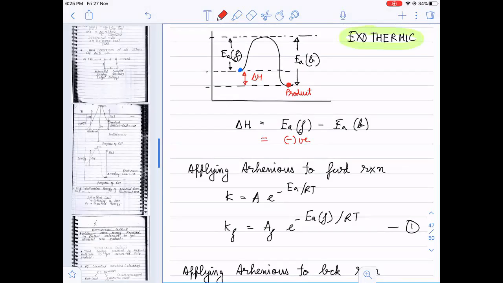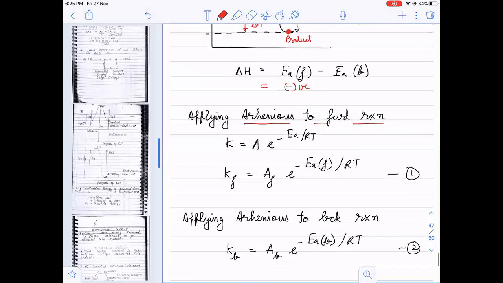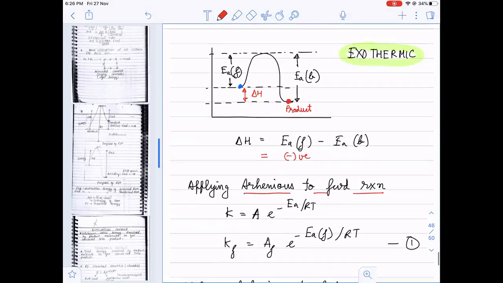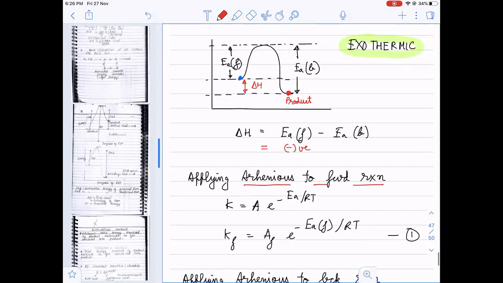Now, what we are doing is, after seeing this, we are applying the Arrhenius equation to the forward reaction. Then I will apply the Arrhenius equation to the backward reaction. Then we are going to do some derivation. Before proceeding to the derivation, I would like you to copy this curve of the exothermic reaction as well. Please copy this curve. These two curves are very, very famous curves in chemistry.